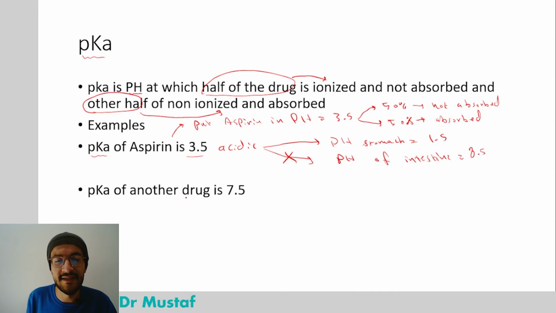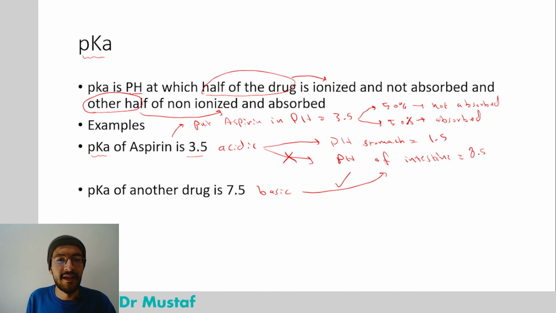Another example is another drug that has a pKa of 7.5, so it is a basic drug. The basic drug, when it comes to the stomach with its acidic pH, will be charged and it would not be absorbed. But when it comes to the intestine, it would be absorbed because it has also a basic pH and it would have a neutral charge in the intestine, and this leads to the basic drug being absorbed better in the intestine.